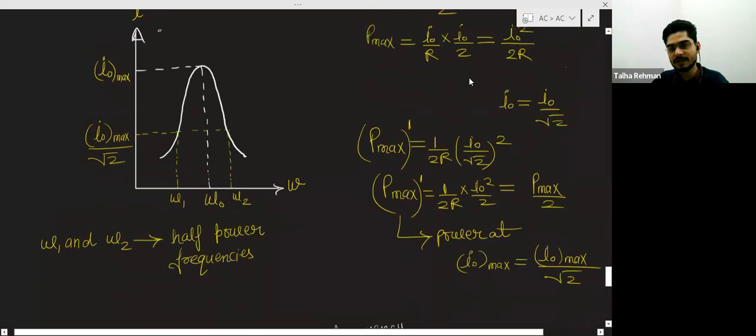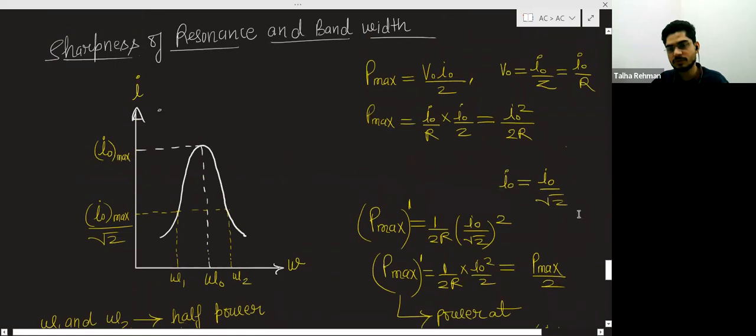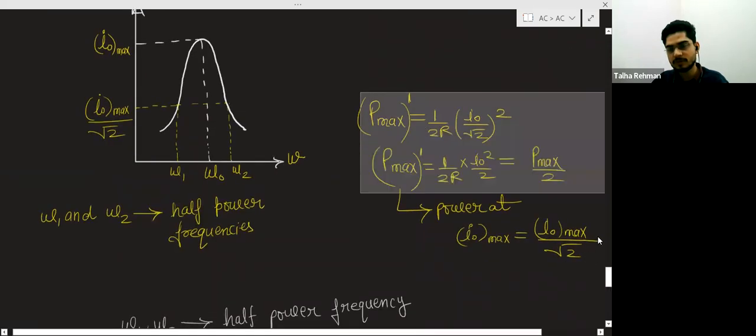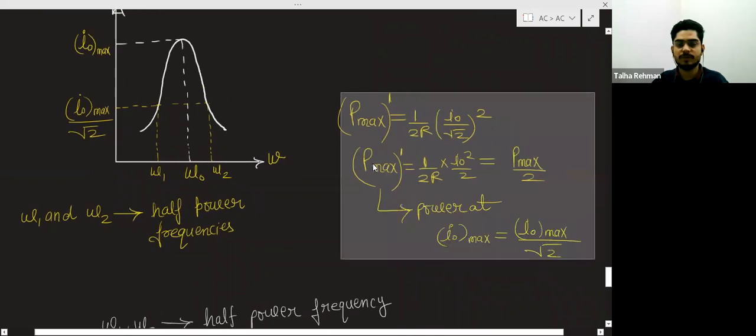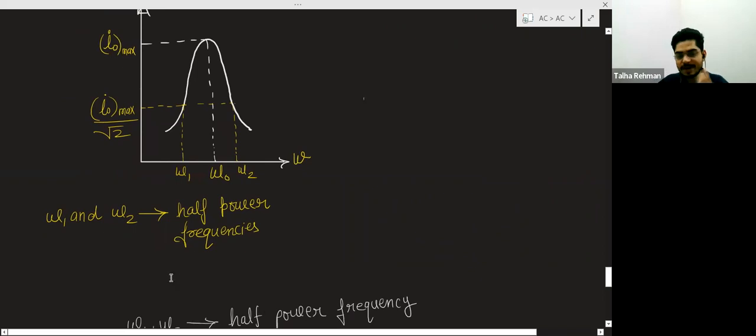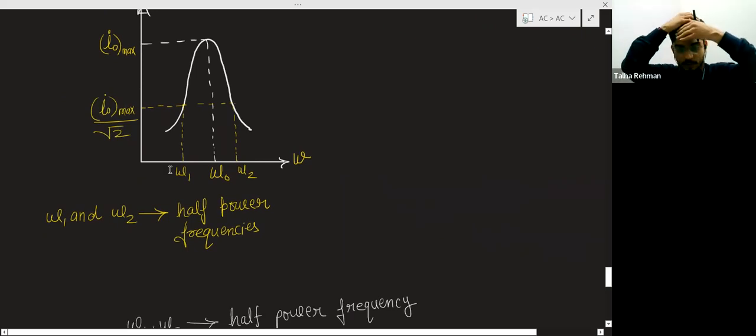So I think now you have understood, so no need to write it down. Omega 1 and omega 2 are the half power frequencies. Why did I call them half power frequencies? Because this is the half power current. So corresponding to this current, there are the half power frequencies.